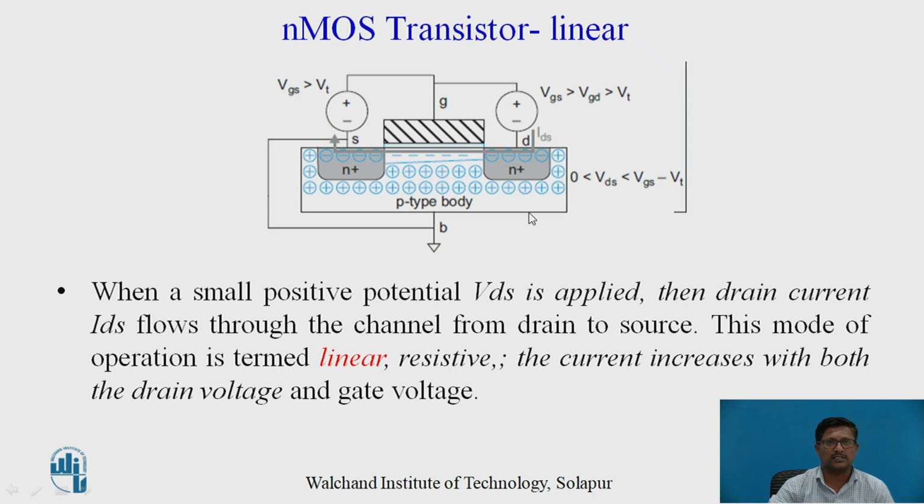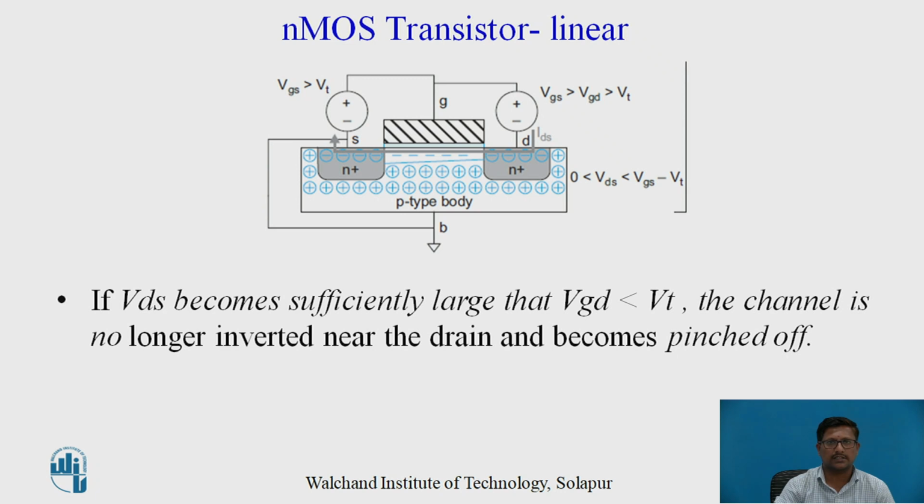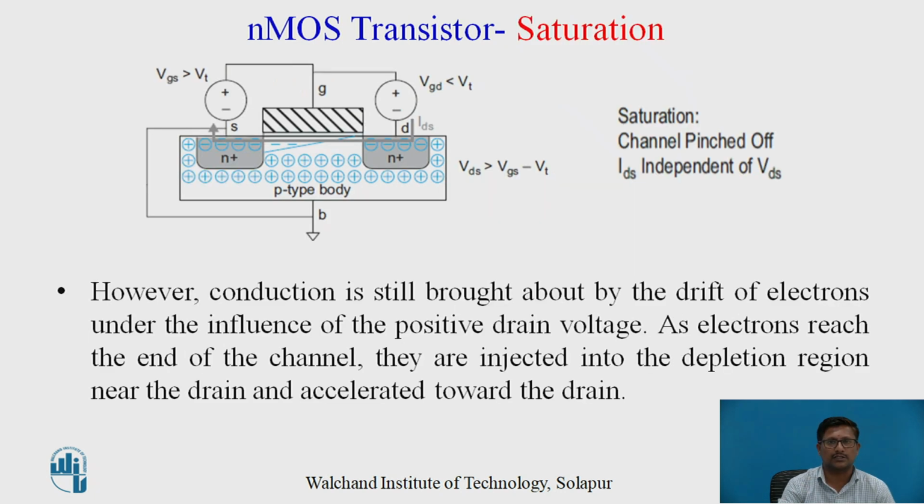The current increases with both drain voltage and gate voltage. Meaning as you increase VDS, the current IDS also increases. That region is called the linear region. In the linear region, if VDS becomes sufficiently large, then VGD becomes less than VT. The channel is no longer inverted near the drain and becomes pinched off, meaning the channel length is going to reduce here.